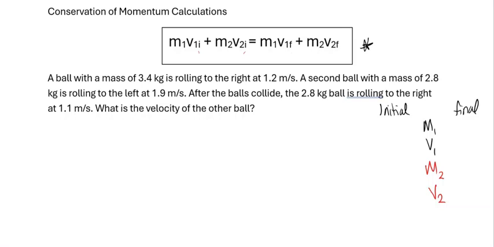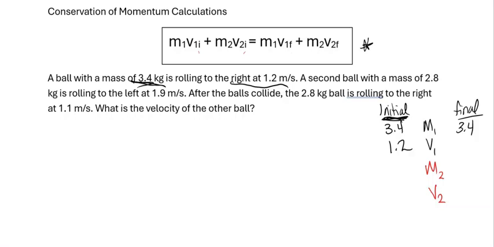Then I come back to the readings, and I'm just going to put this first item here as object number 1. So my initial mass of the first object is 3.4 kilograms. That is also going to be my final mass, because the mass of my balls does not change once they have this collision. Now for the velocity, it tells me that the first mass is rolling to the right at 1.2 meters per second. So its initial velocity would be a positive 1.2.